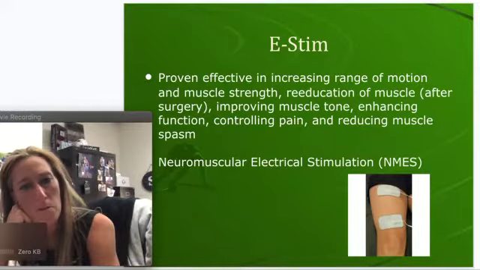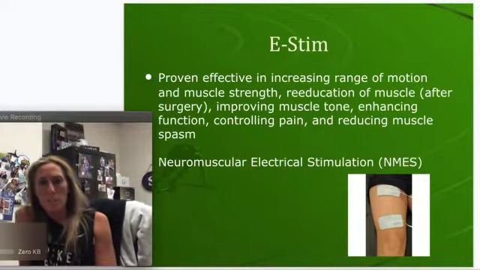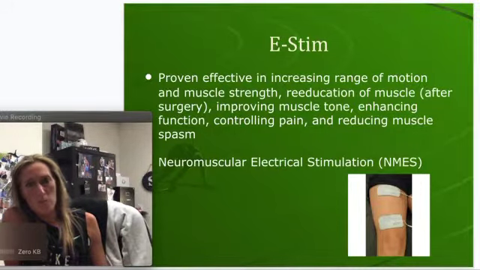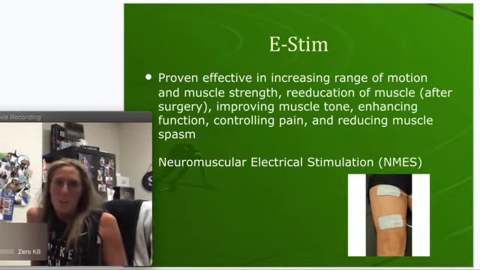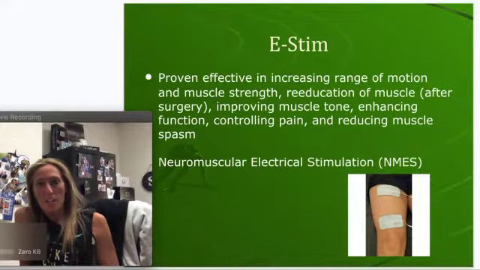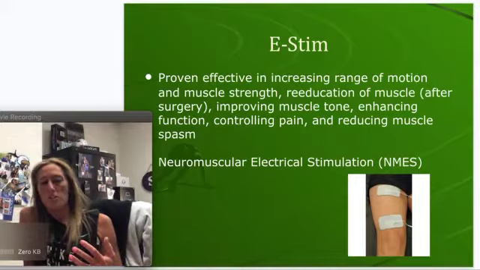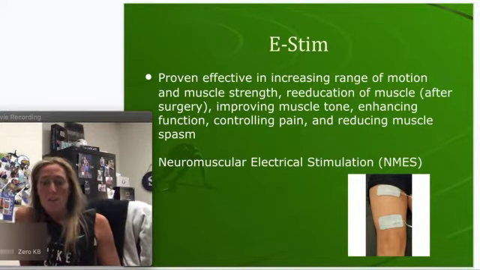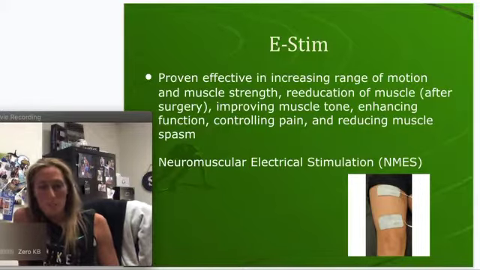E-stim used to be very, very popular when I played soccer in college at Northwest. I had a lot of friends. I was very fortunate not to be injured then, but E-stim was used very, very commonly. I think every athlete that went in for whatever injury they had in the early 2000s got E-stim of some sort. There are different ways that you can do this.